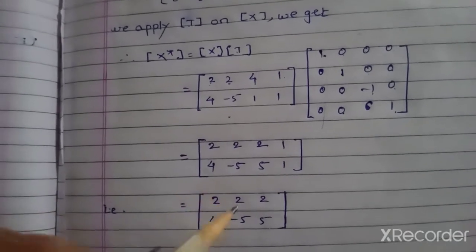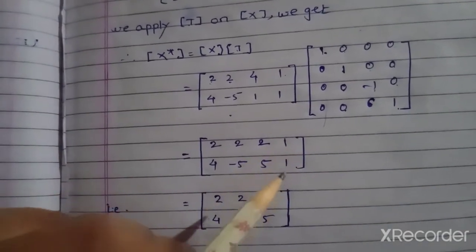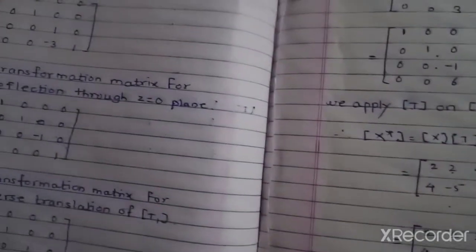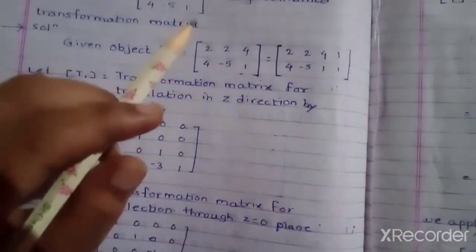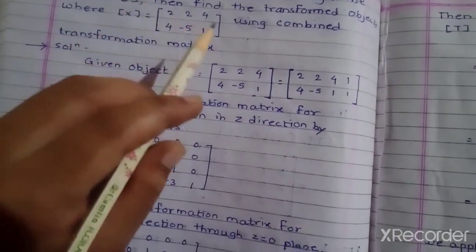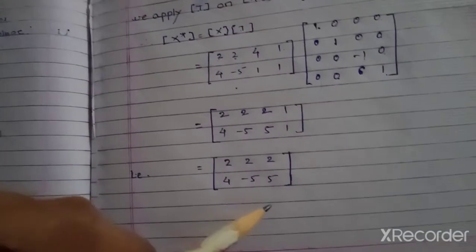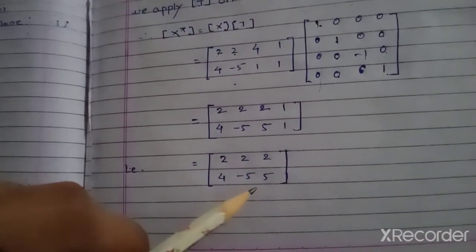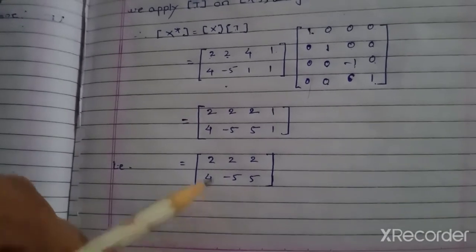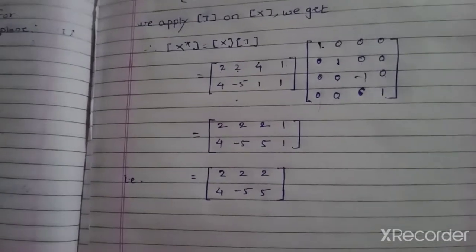And in our next step we remove this homogeneous coordinate 1 here. So this is our transformed object of the given object X in the example. So this is our X and this is our reflected object, which we obtained by the reflection through the plane z equal to 3. So now we stop here. Thank you.